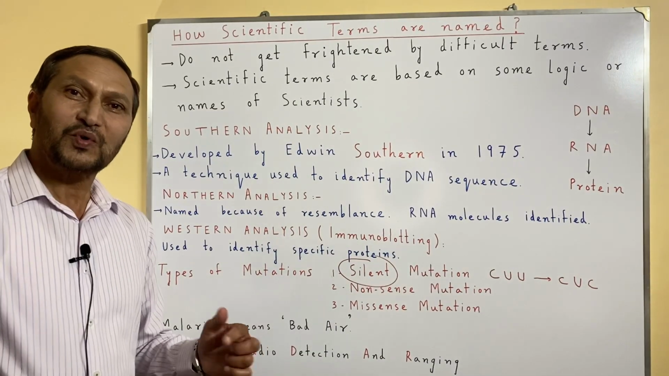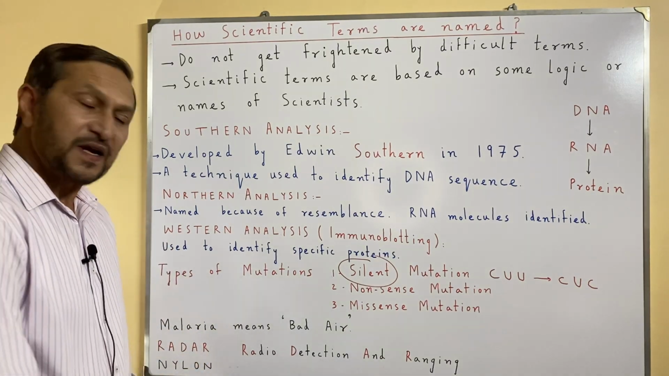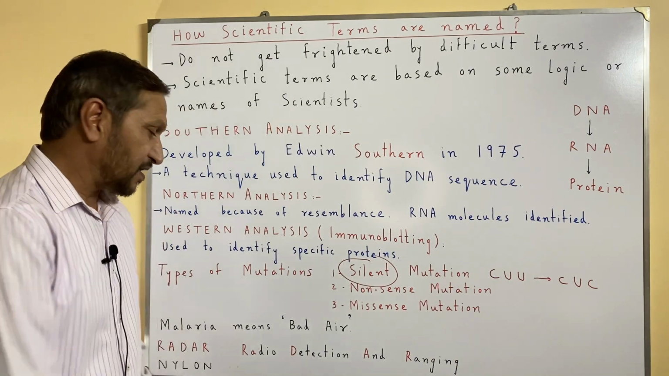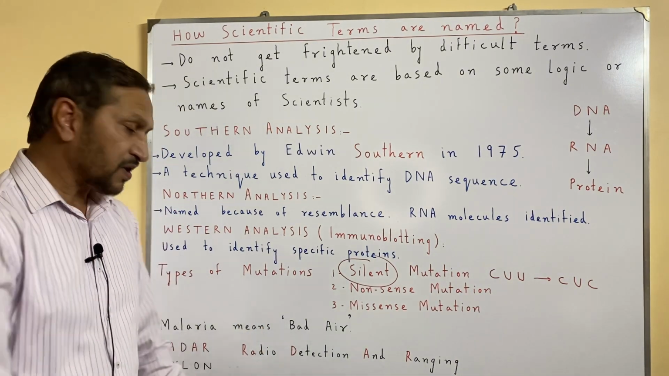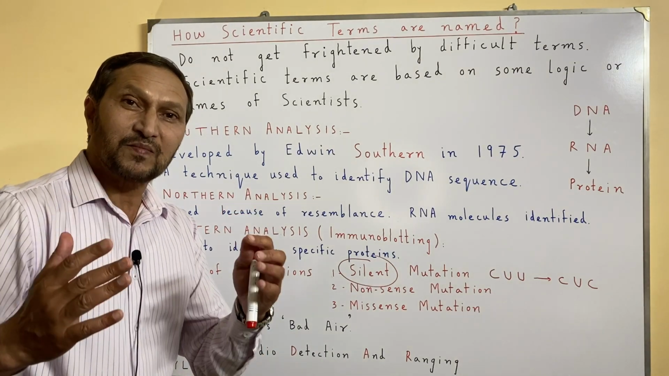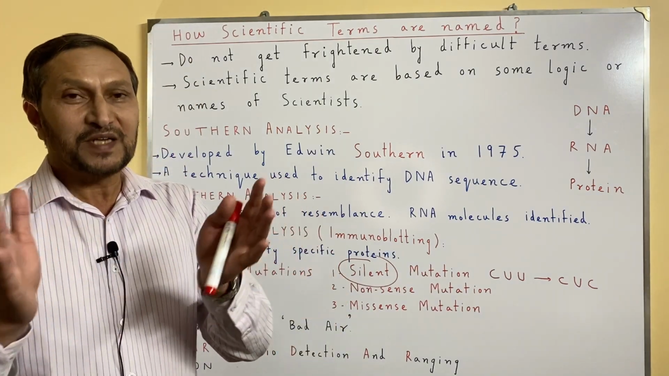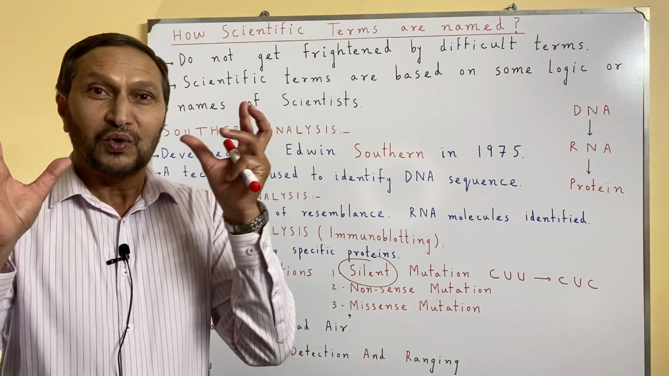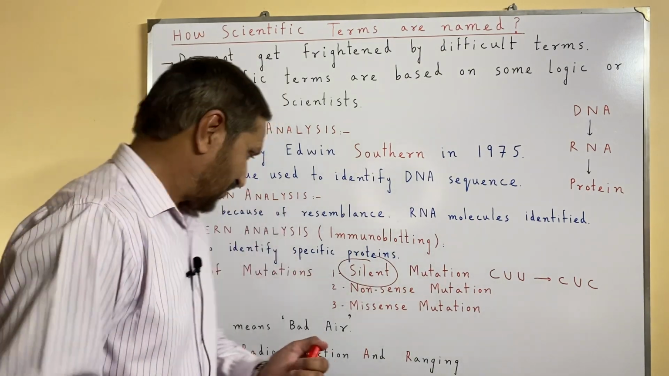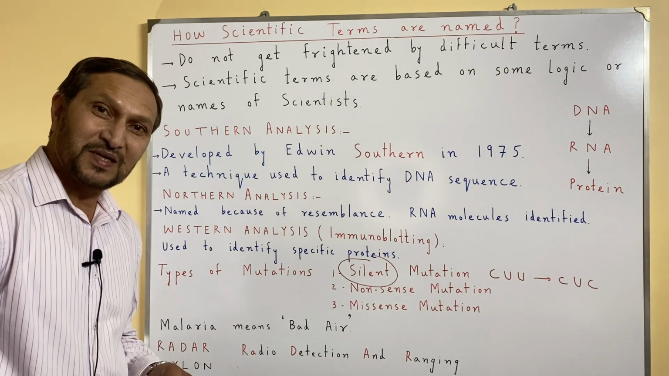Now come to another very common term, radar. Radar stands for radio detection and ranging. It is an abbreviation for radio detection and ranging. It is a system in which radio waves are used to detect and locate an object, for example an aeroplane, right?